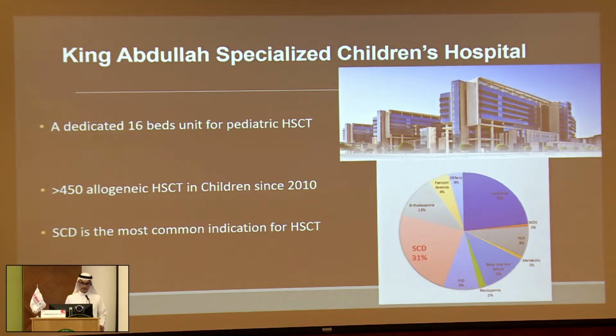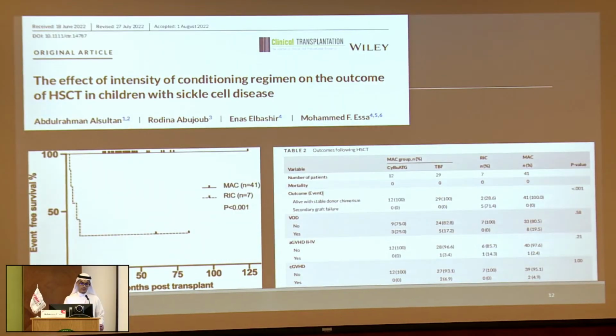Around 450 patients were allogeneic transplant, but you see hemoglobinopathy accounts for around 42% or so, and 30% are sickle cell. And the initial 40 patients, in a trial led by Prof. Abdurrahman about using RIC, did not show, at that time in pediatrics, similar to what we were hearing from the adult, that the outcome is so great in sickle cell.